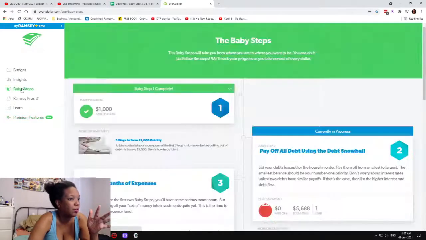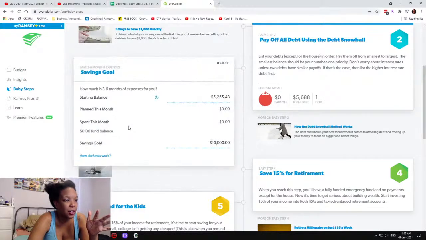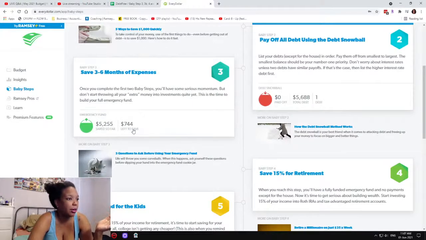My emergency fund, baby step 3. Wait, did I change this? Oh, I did change it. I don't need to change it. It could be 6,000. Okay, according to that, yeah.